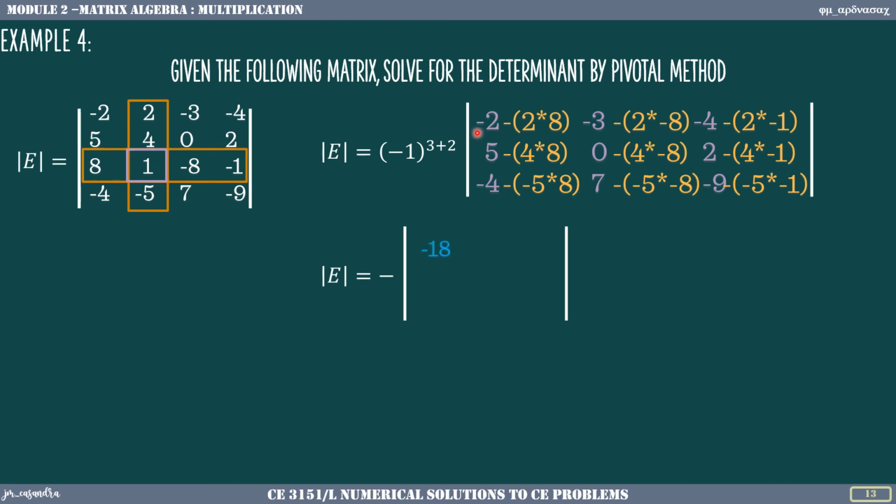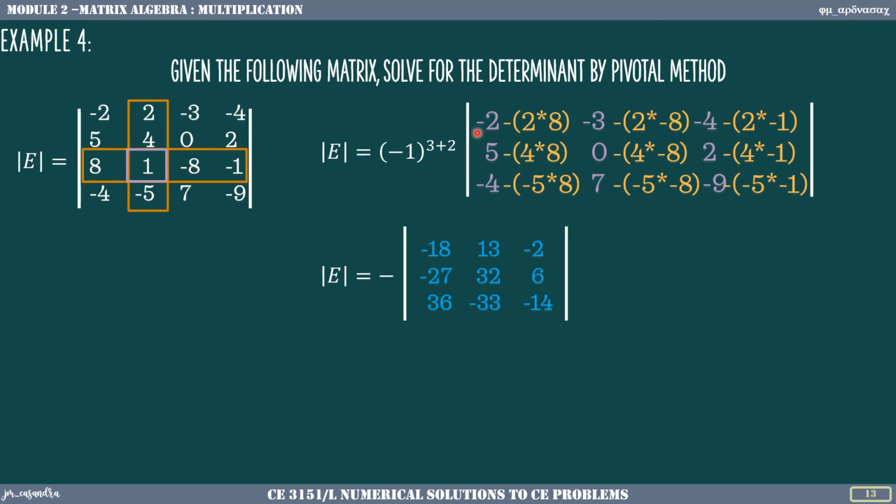Negative 2 minus 16 is negative 18. 5 minus 32 is negative 27. Negative 4 minus negative 40 gives us 36. Negative 3 minus negative 16 is 13. 0 minus negative 32 is 32. 7 minus 40, negative 33. Negative 4 minus negative 2 is negative 2. 2 minus negative 4 is 6. Negative 9 minus 5 is negative 14.